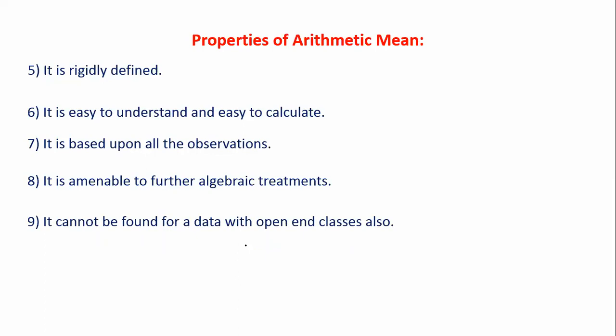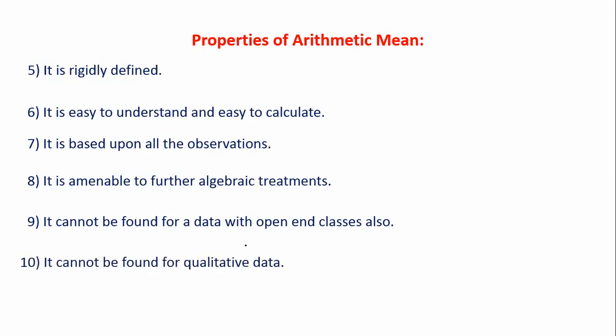It cannot be found for data with open-end classes. Already I have told, class interval up to 10. If the first class interval is of the form up to 10, means no lower limit is provided. Or if the last class interval is of this type, 40 and above, so lower limit is given, but upper limit is not known. In that case, we cannot find the mid value xi for that data, and we cannot make use of the formula of arithmetic mean. It cannot be found for data which contains open-end classes.